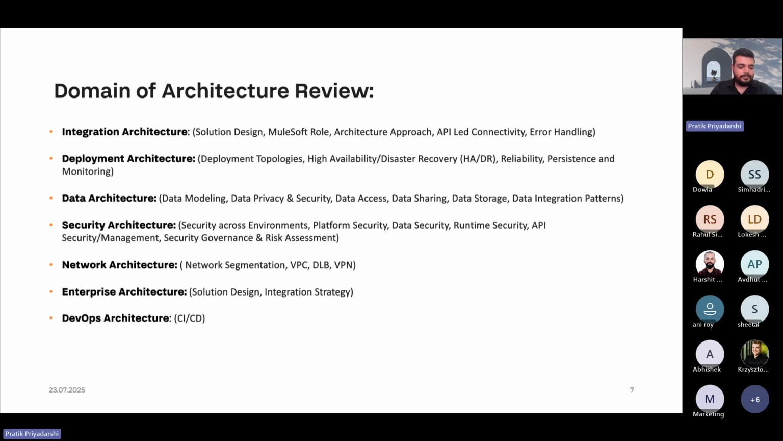Enterprise architecture. What do we look at in the enterprise architecture? We look at your solution design. We look at your integration strategy. We check if your integrations are aligned with the business capabilities and not just the technical need. We have a technical requirement, okay, boom, we create a new API. It should not be like that. It should align with your business capability. We check if you're enabling agility or you are just maybe creating dependencies and making the process even more brittle.